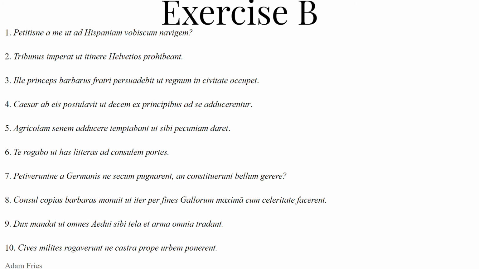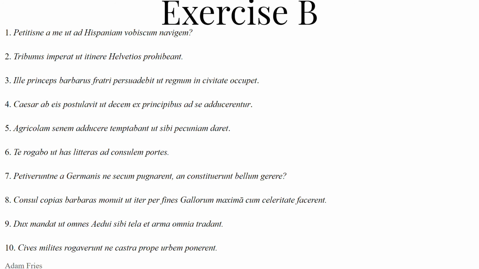So cives, nominative or accusative, plural, masculine, feminine, of civis, civis, meaning citizen. Milites, from miles, militis, masculine, meaning soldier. It could be nominative or accusative. I'm guessing it's accusative. Rogaverunt, third plural perfect active indicative of rogo, rogare, rogavi, rogatus, meaning to ask. So they asked. I'm going to guess that the citizens asked the soldiers, but I can change my translation down the line. What did the citizens ask the soldiers? Ne castra prope urbem ponerent, that they not do something, lest they do something.